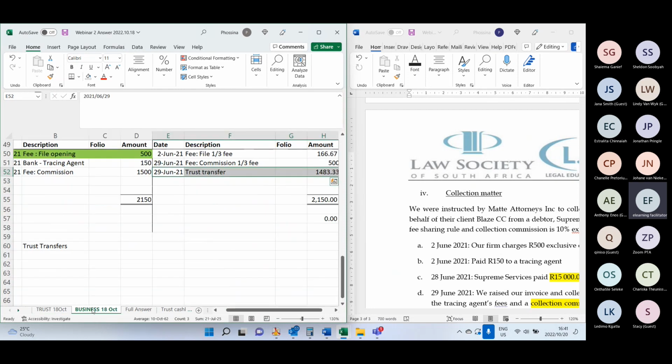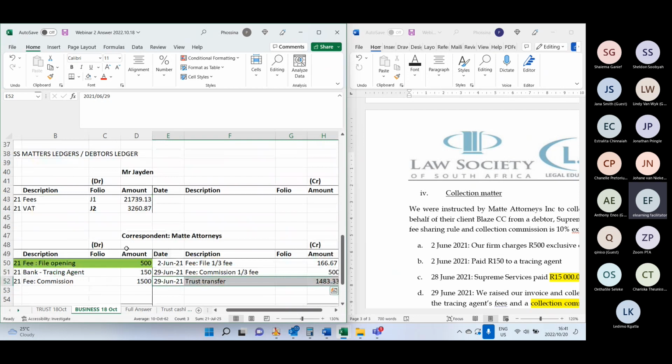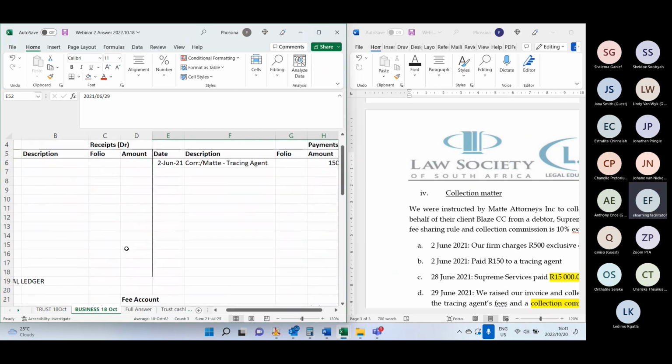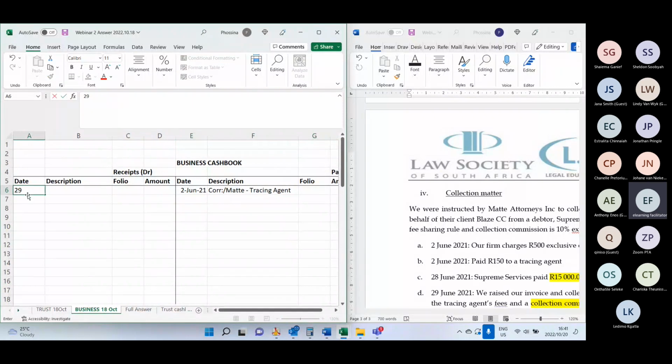So when we go to the business side of things, we go to our cash book, which is this one. And then we show on the 29th of June, 2021, it's our correspondent, it's our fee transfer. So if it's a lot of correspondence, then you need to be specific and show that it's a matter attendance like that. And then we transfer. How much are we receiving? 1483.33. Okay.